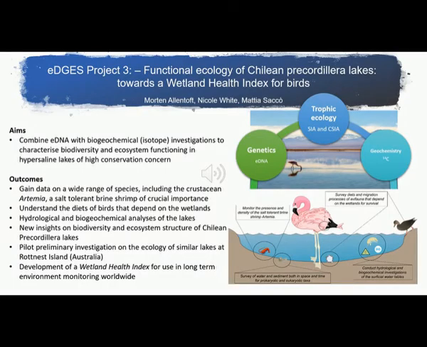Thank you, Nicole. Project 3 is an international research project involving a diverse and multidisciplinary team from 2 prestigious universities in Australia and Chile. By uniquely combining state-of-the-art eDNA technology with isotope analysis, we aim to not only investigate the wetland biodiversity, but also characterize ecosystem web dynamics from sediment microbes to the migratory Chilean flamingos. This will allow us to understand the food chain and identify keystone species that are indicators of wetland health.